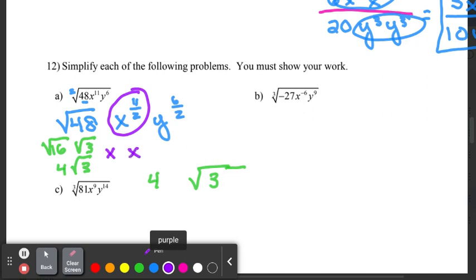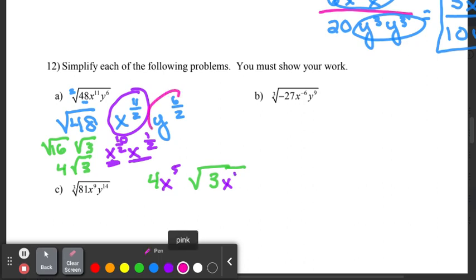So we're going to split 11 over 2 into 2 fractions. We'll do 10 over 2 and then a 1 over 2. Since this fraction simplifies to a whole number, x to the 5 goes in front, and the remainder, x to the 1, is inside the radical. You can leave the 1 or you can write the 1.